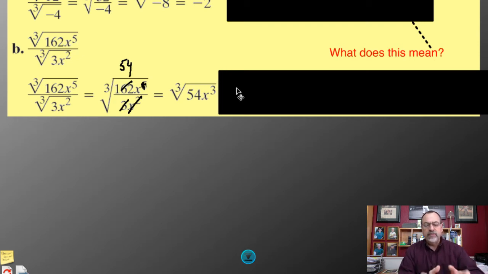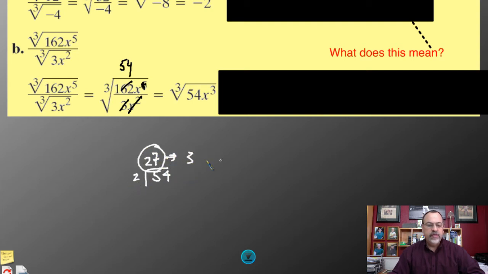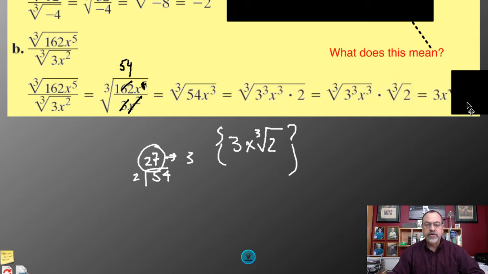Now I have to go back and remember what I did before. I have to simplify this. I'm not done just because I reduced the fraction. I have to simplify my answer. So I'm going to do the cube root of 54. Again, I can do my prime factorization. 2 divided into 54 is 27. I recognize that the cube root of 27 is 3, so this ends up being 3. And then I have the cube root of 2, and then the cube root of x cubed, which is x. So then the simplified version would be 3x cube root of 2 as my final answer.